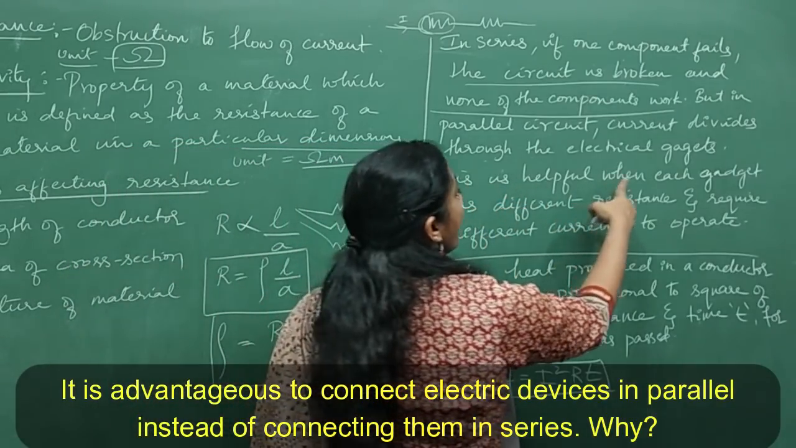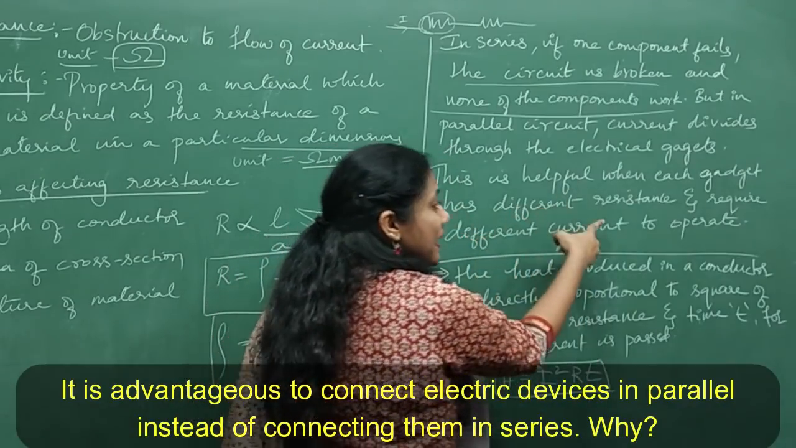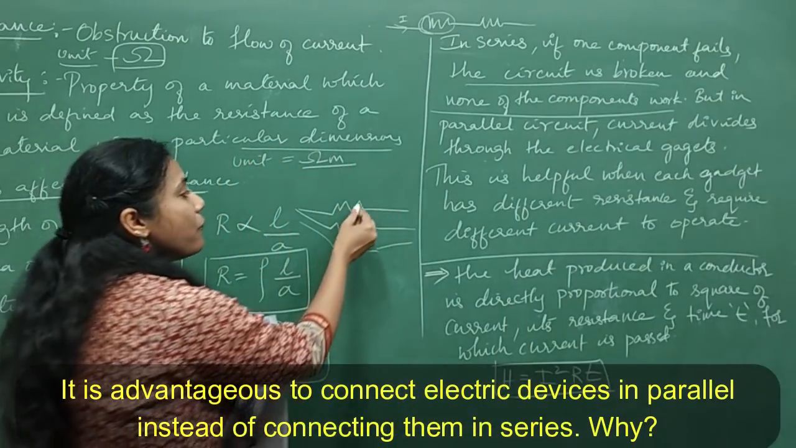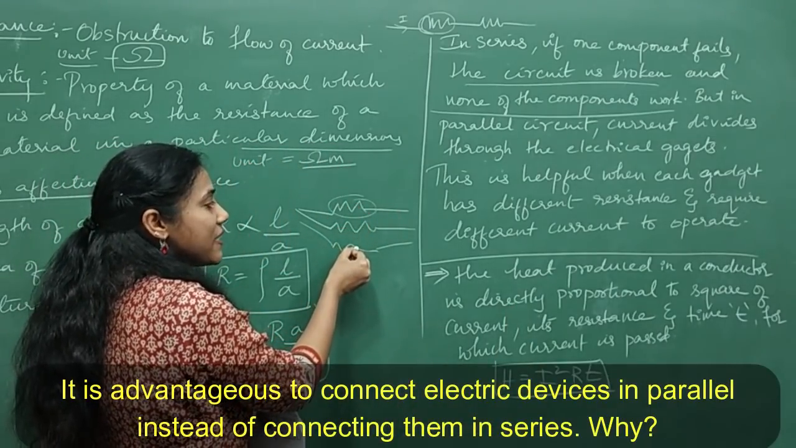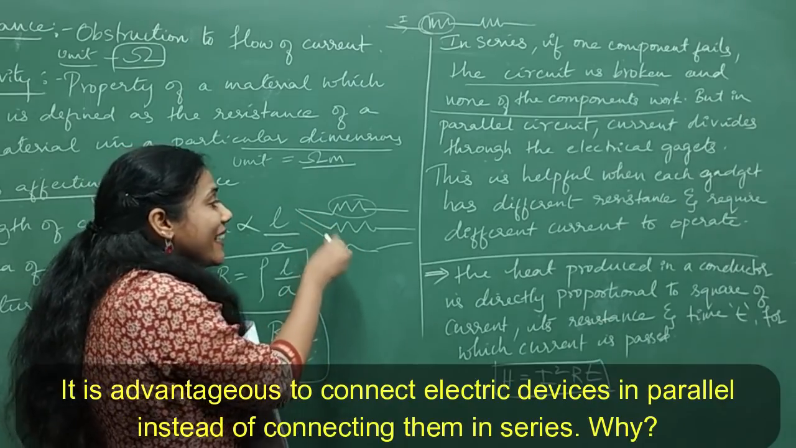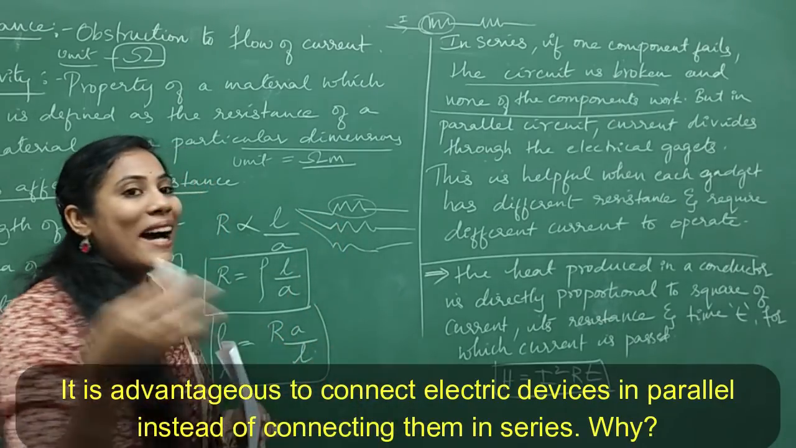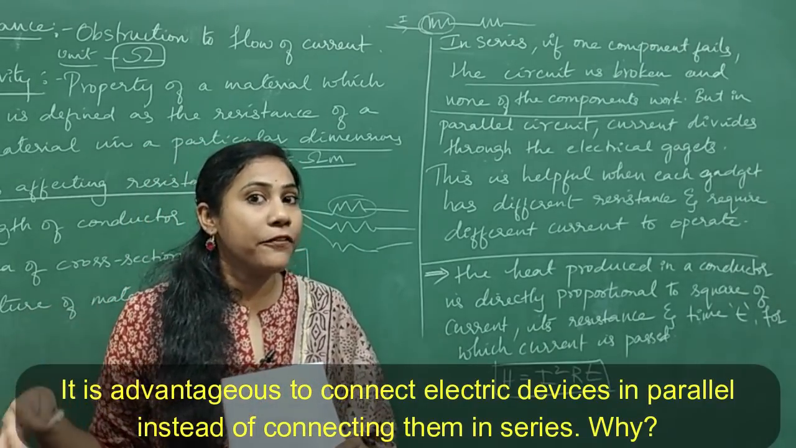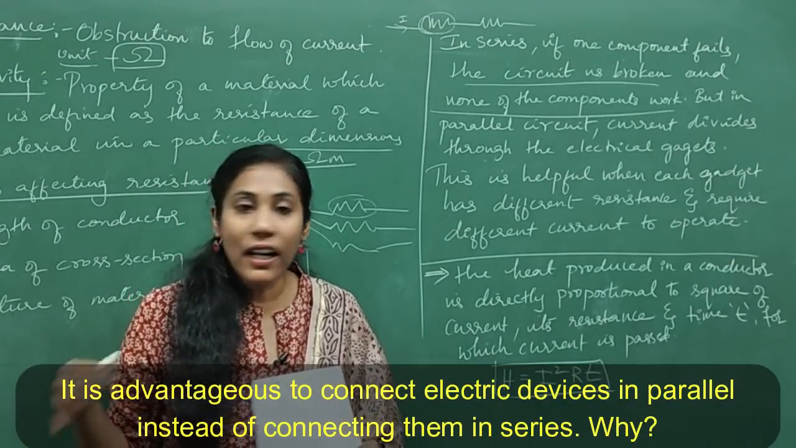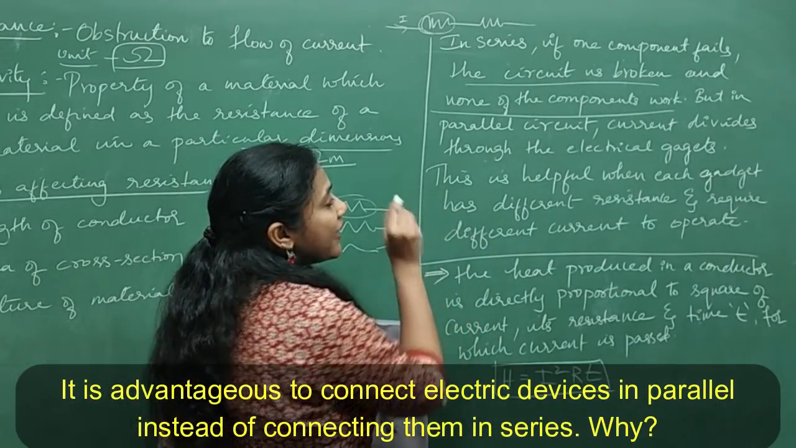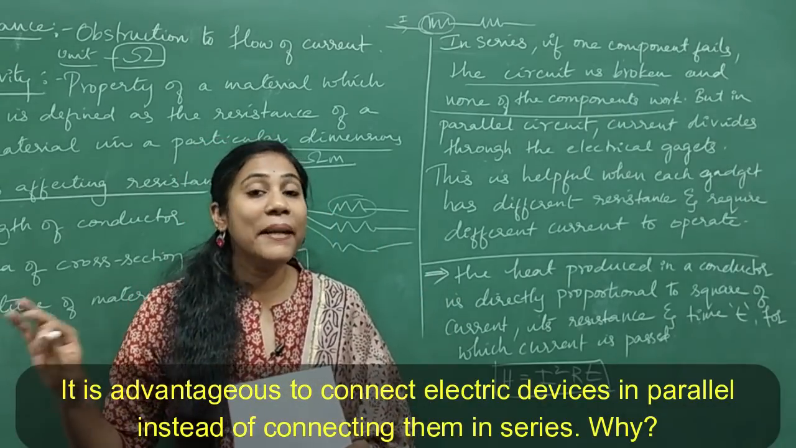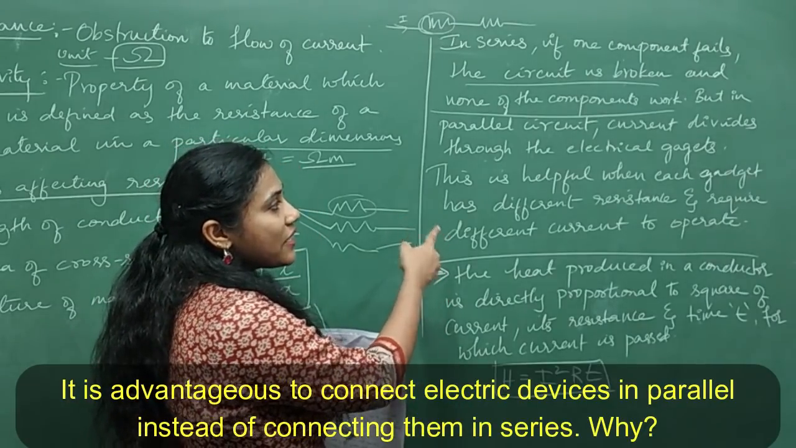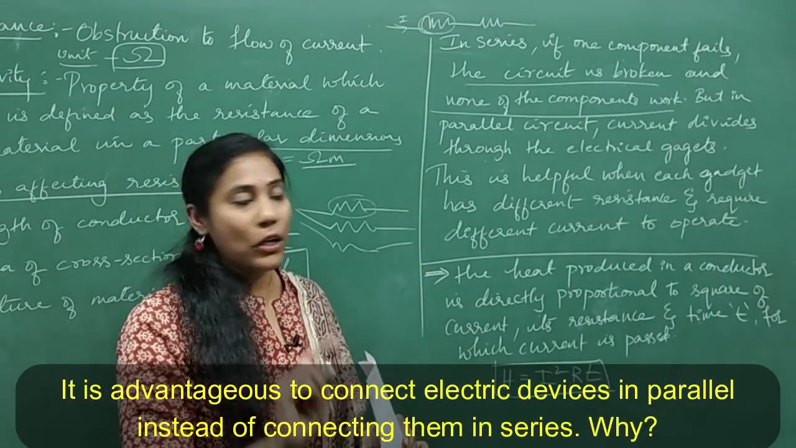This is helpful when each gadget has different resistance and requires different current to operate, right? Even if one device fails, the other devices will not get disturbed because the current is dividing here, right? So parallel connection is best if the devices have different resistance and they need different current to work. Clear? So that is the advantage of connecting all the gadgets in parallel, not in series. Fine. So you can copy down this answer so that you will get complete marks in your examination.